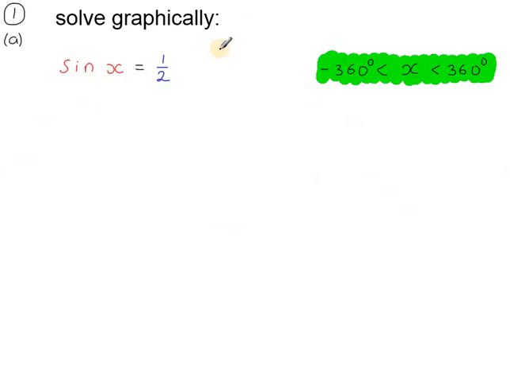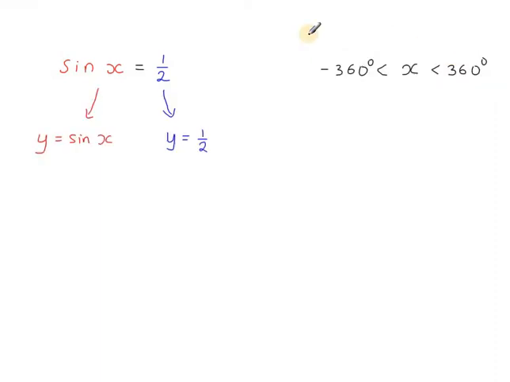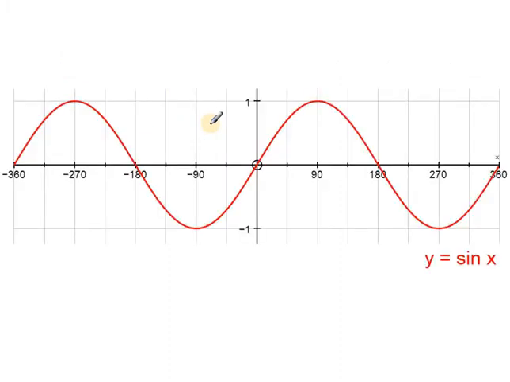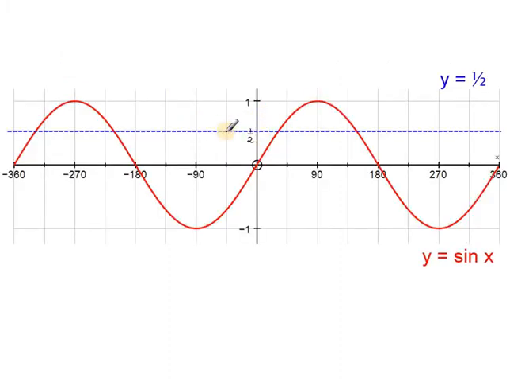Example 1. We have to solve this equation graphically in this interval. So, on the same graph, I'm going to sketch y equals sine x and y equals a half. The horizontal line that goes through this point is y equals a half. So how many solutions are there? We have 1, 2, 3, 4 solutions.